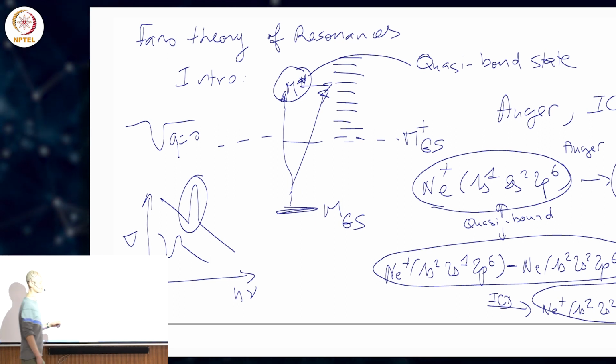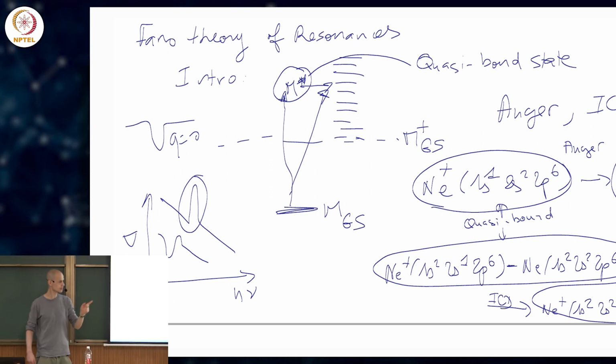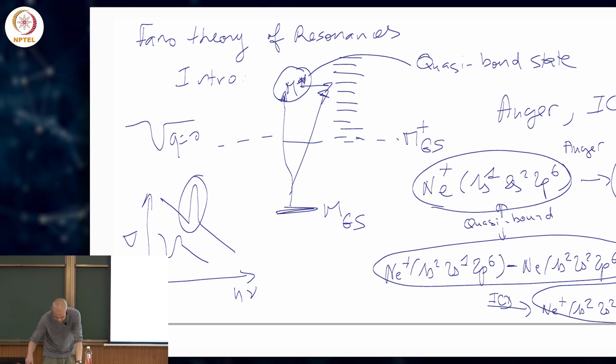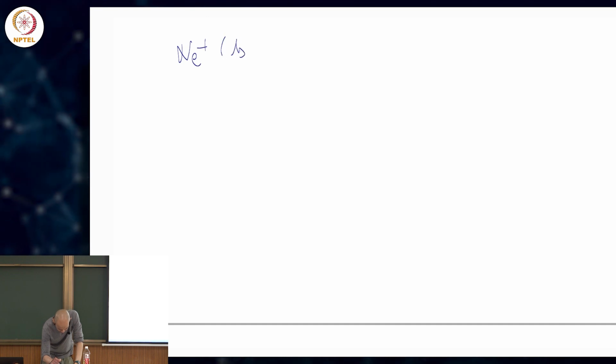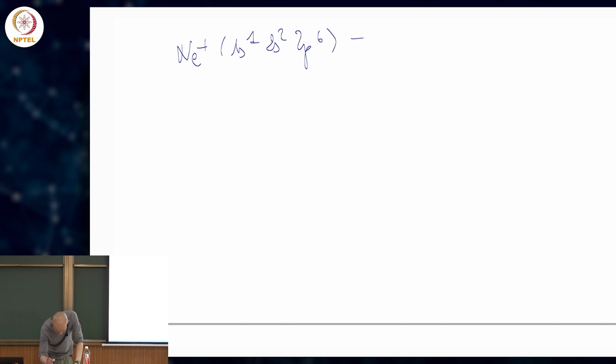But it's actually a good example. So I'm going to take it. I didn't plan to do it, but let's do that. So I have neon plus 1s1, 2s2, 2p6. I have a neighbor.